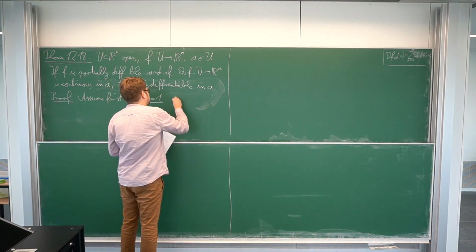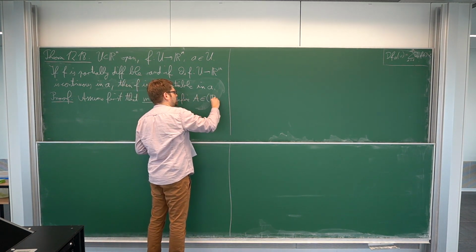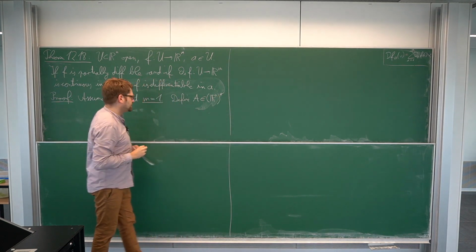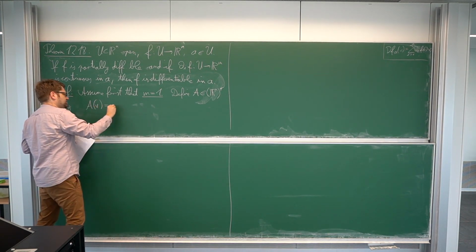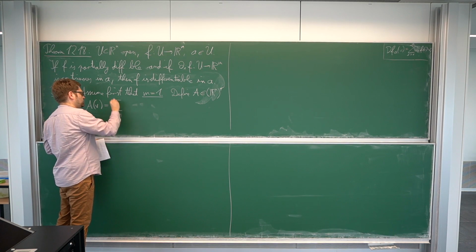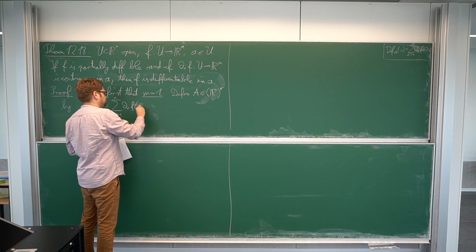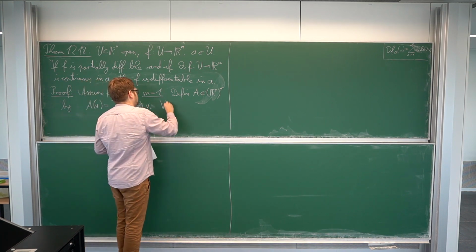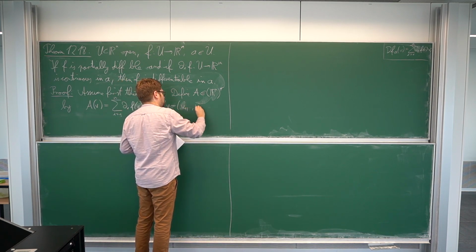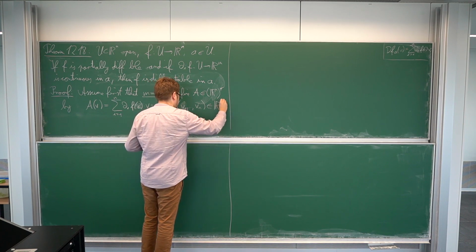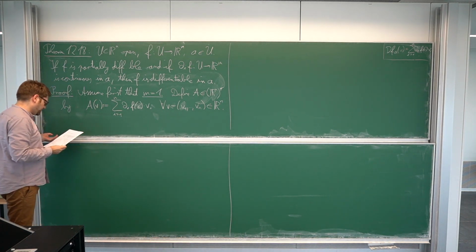Now, define A as a linear map from R^n to R, which I now write as an element of the dual space, by the following. A(v) is supposed to be the sum from i equals 1 to n of d_i f in a times v_i, for all v equal to (v_1, ..., v_n) as an element of R^n. Okay, this is our candidate. This should be the differential, and so we need to check that it really has the property.